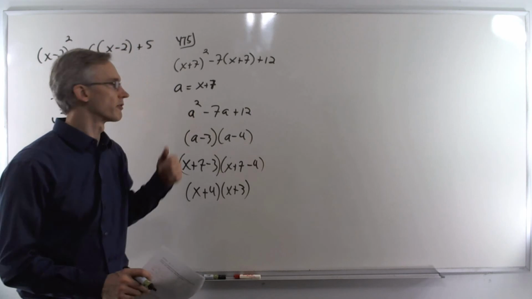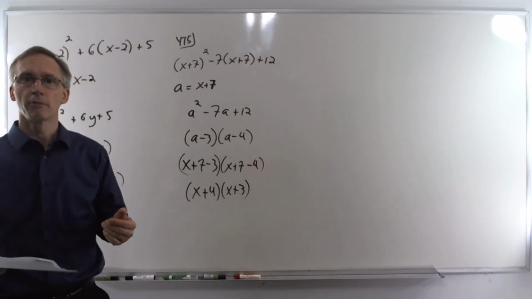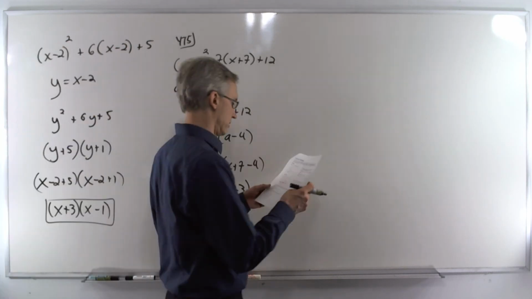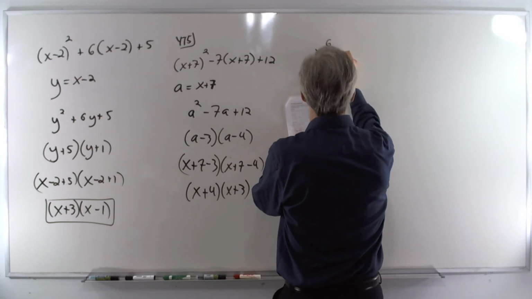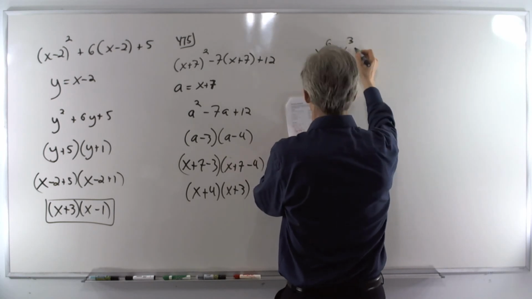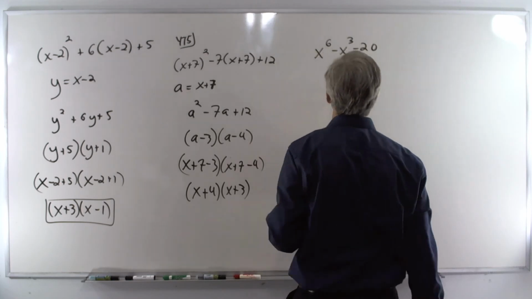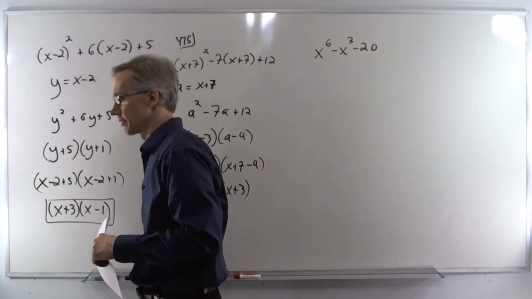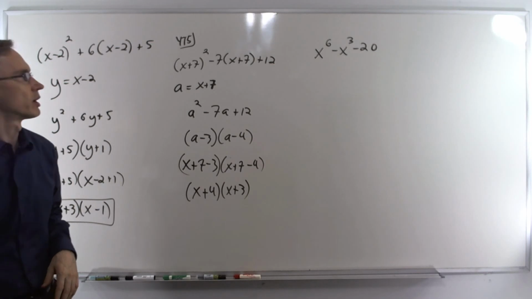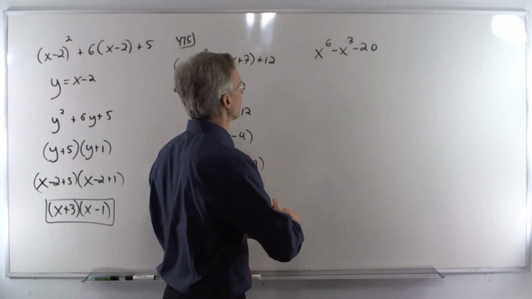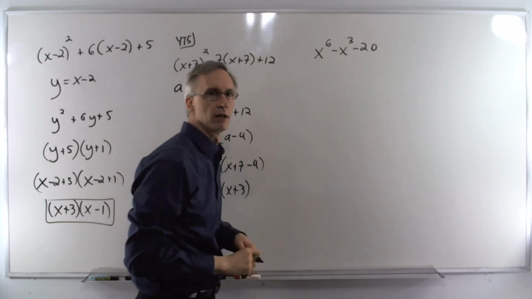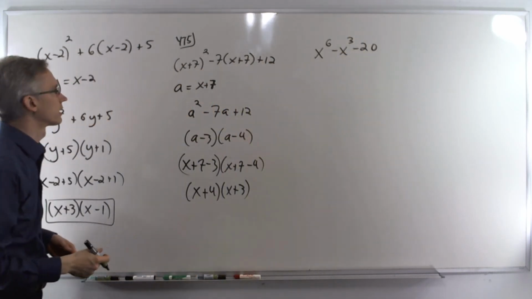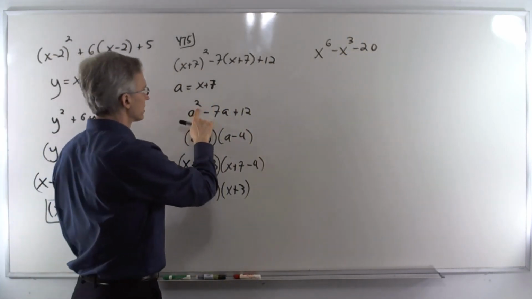So that's one type of quadratic form. Another type of quadratic form is higher powers. For example, we could do x to the 6th minus x to the 3rd minus 20. Notice here, the power here is double the power here. So that's a quadratic form. Just like with this quadratic, this power is double this one.